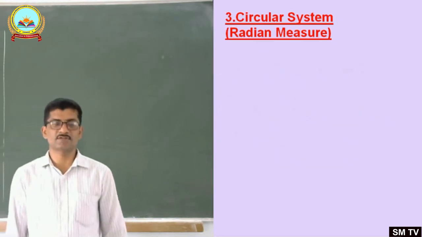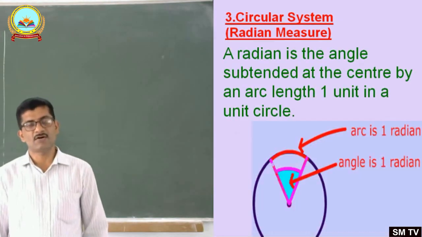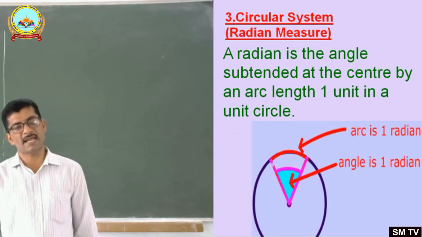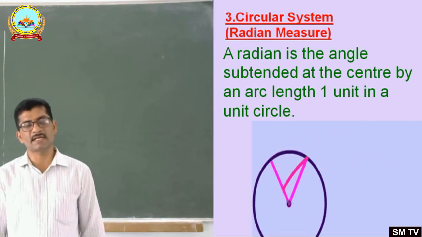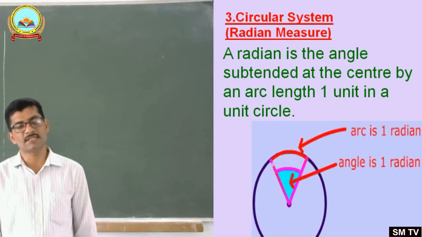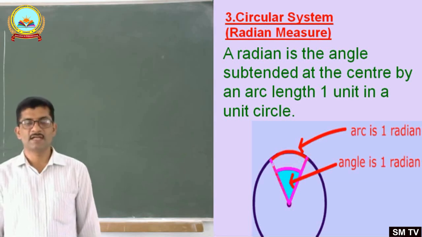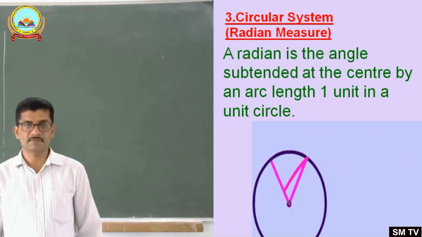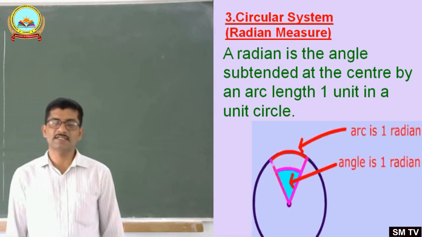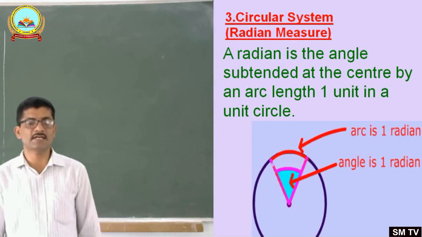The circular system, the radian, is the angle subtended at the center by an arc of length 1 unit in a unit circle. ಇದು ನಮ್ಮ definition of radian ಅಂತ. Arc length one unit ಇದೆ, radius is equal to 1 unit ಆಗಿದೆ, ಅದರ center angle 1 radian.